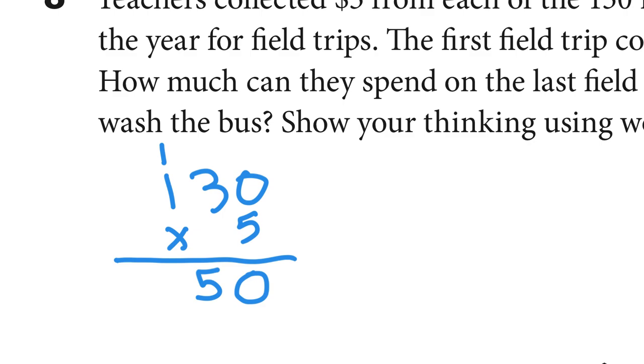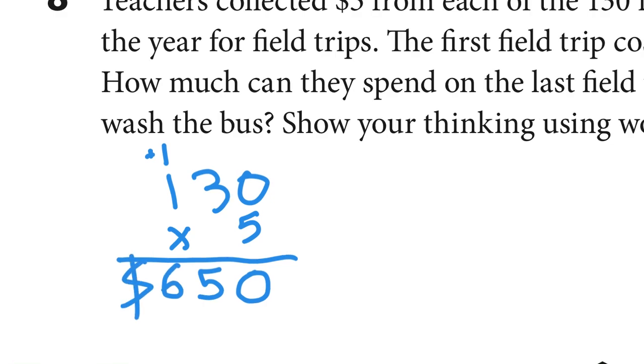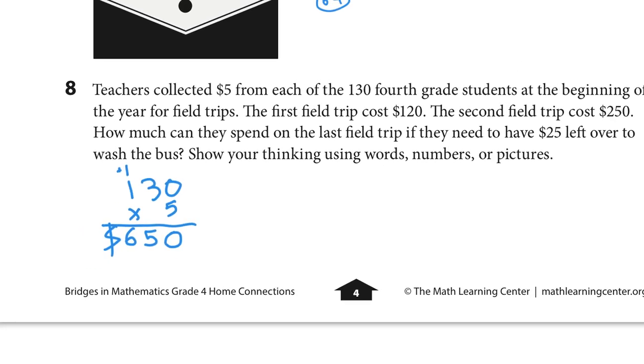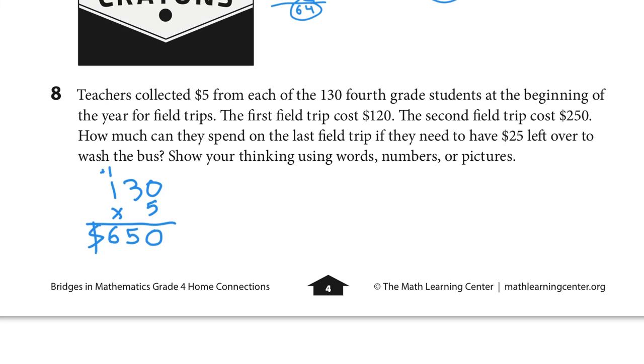If that 1 wasn't there, I would just write this down. But since that 1 is there, I have to write it up. And then last, I'm going to take the 5 times 1 and then add this number to it. 5 times 1 is 5. And then if I add 1 to it, I get 6. So I have $650 for field trips. Not a bad amount of money. Now we have to figure out what's happening with it.